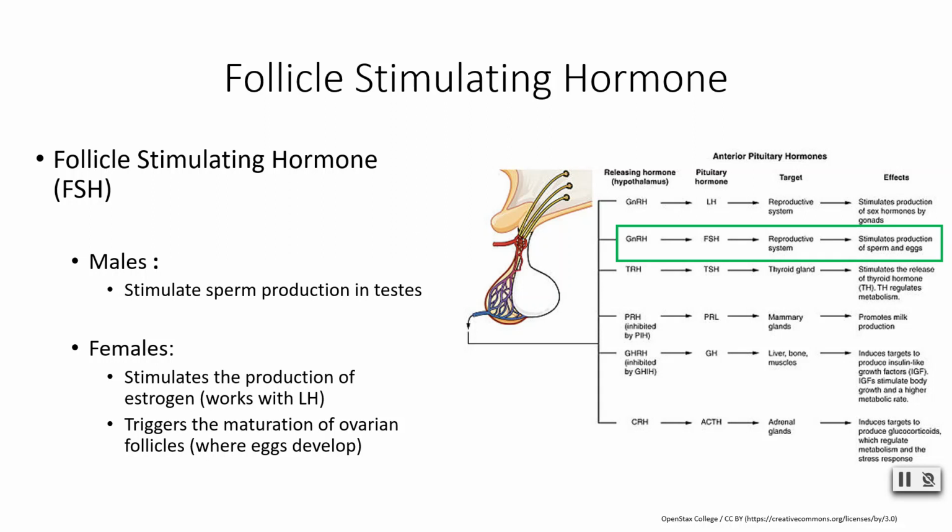So we saw the stimulation of sperm production in the testicles, so that's one gamete. And now we're saying that we're triggering the maturation of ovarian follicles, which is where eggs develop. So our other gamete is developing also.